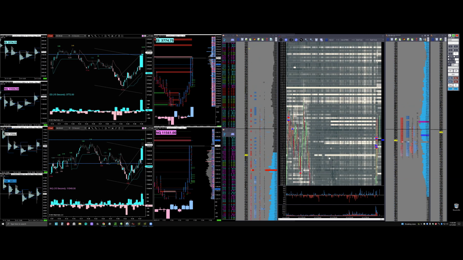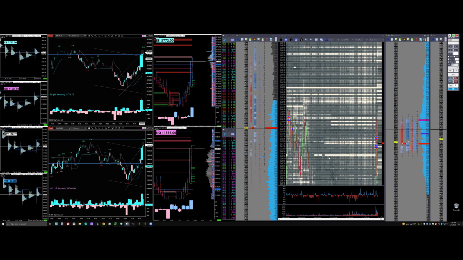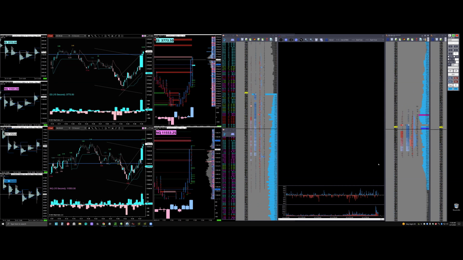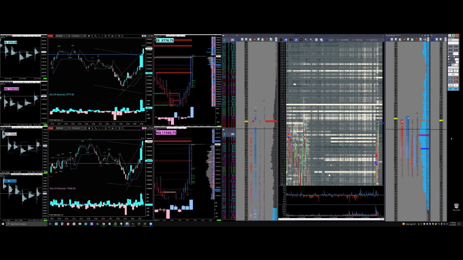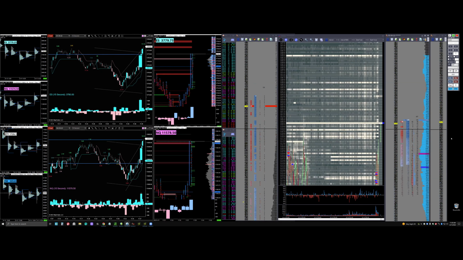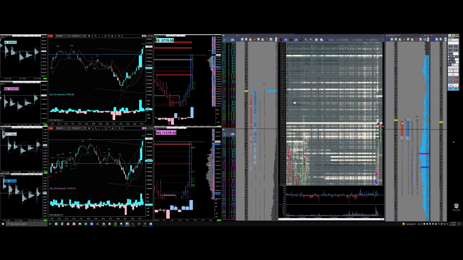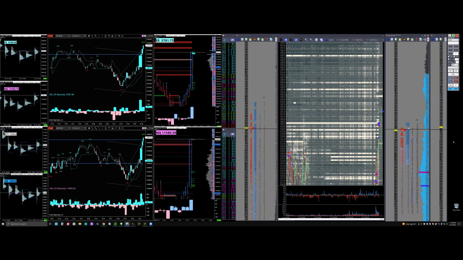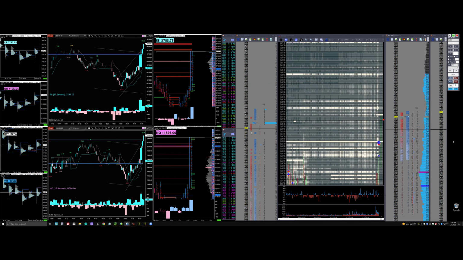And if you don't have a DOM running or a fast footprint, if you're just watching a chart, even a 15-second chart, it doesn't look all that dramatic unless you're really seeing the action back and forth and the high volume nodes as it's playing out. This is pretty cool to watch. Obviously, I'm not going to try to play here anymore. I already got a nice profit and showed some good examples. So, okay, let's see.